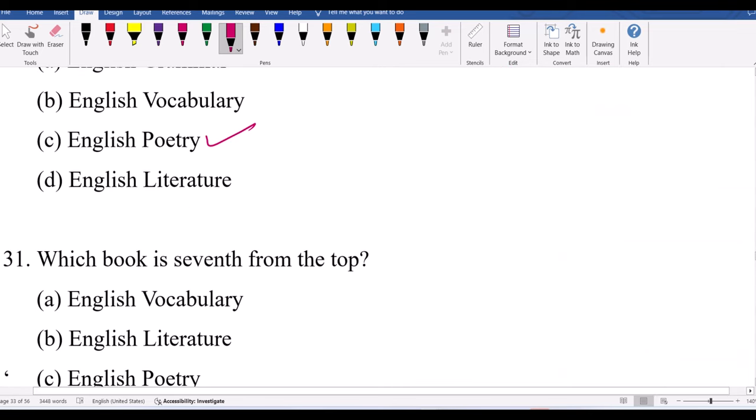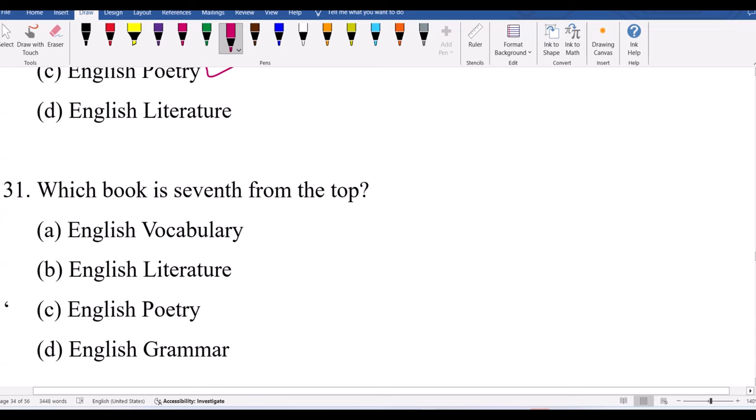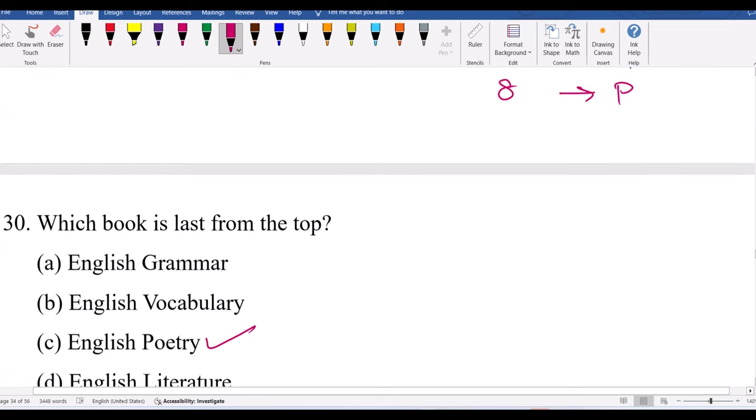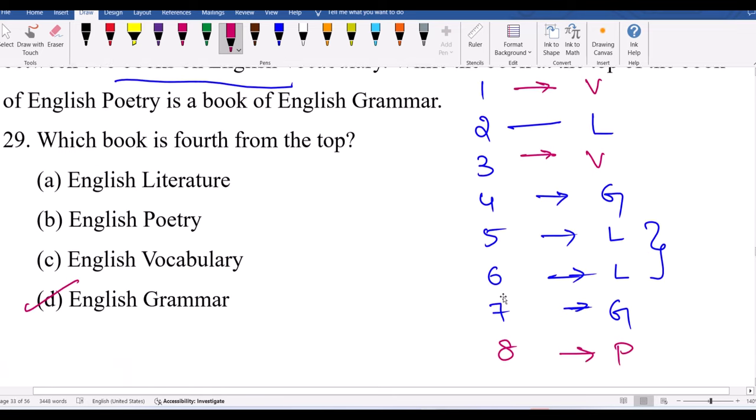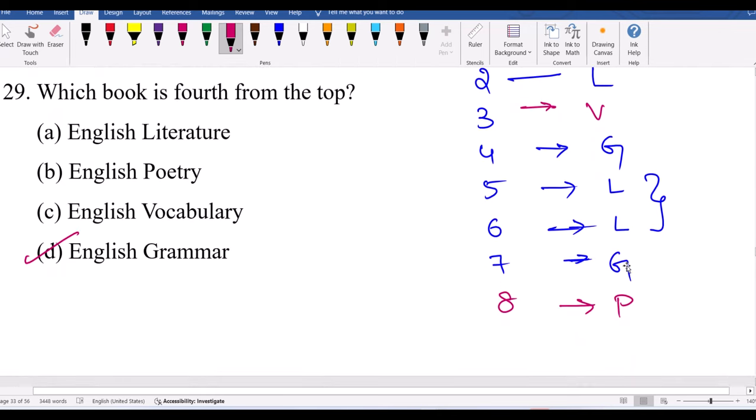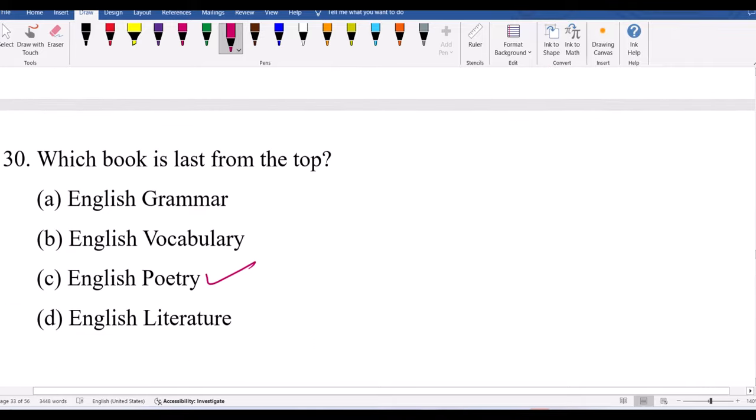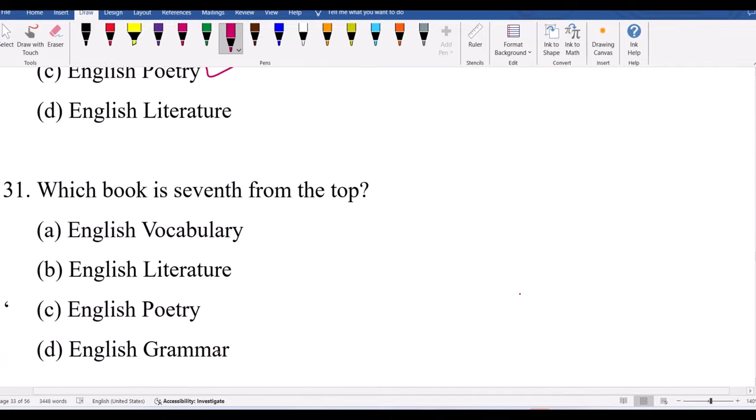And next one, seventh from the top. Seventh from the top means second from the bottom, grammar. There are only four different types of books: vocabulary, literature, poetry, and grammar. Literature, three books. Vocabulary, two. Grammar, two. And poetry, one, it seems. Right, so total eight books.